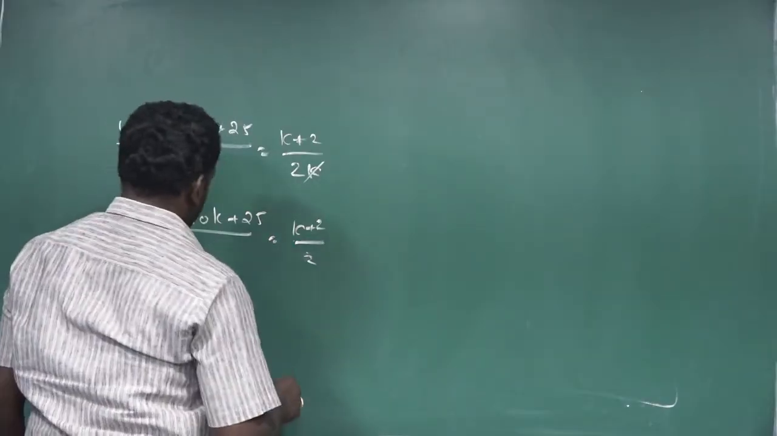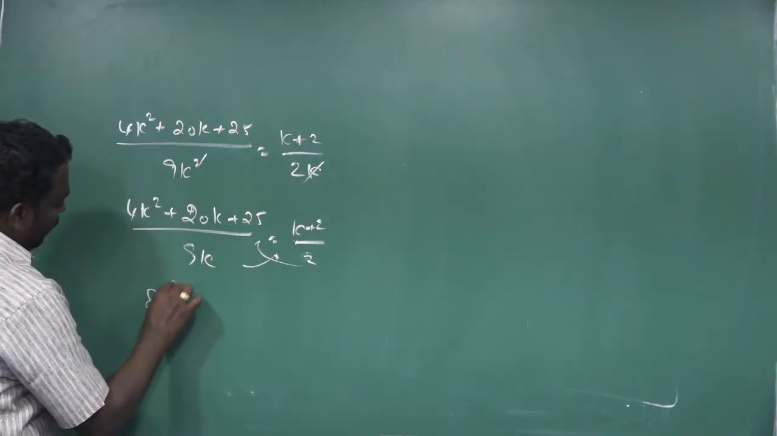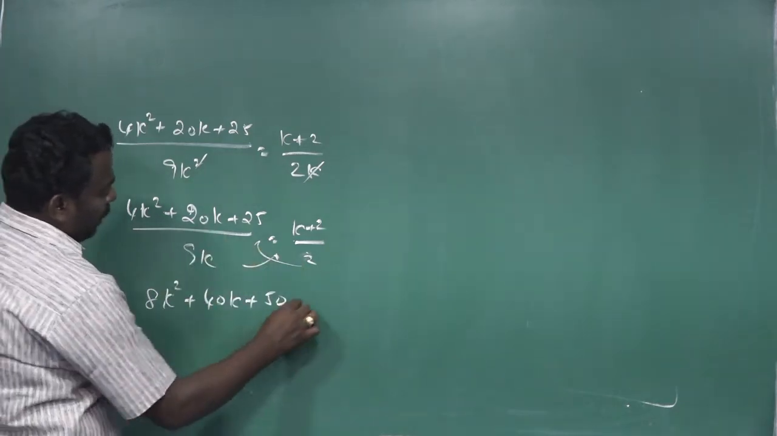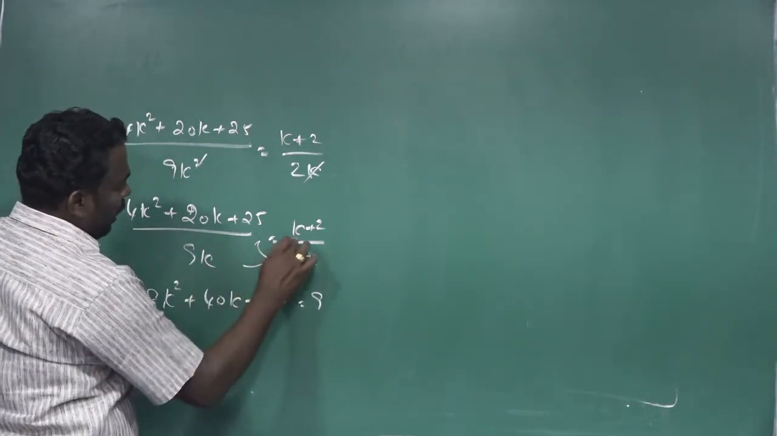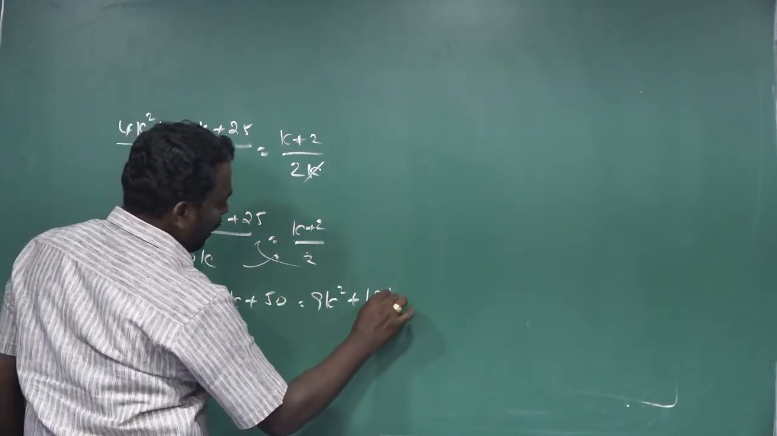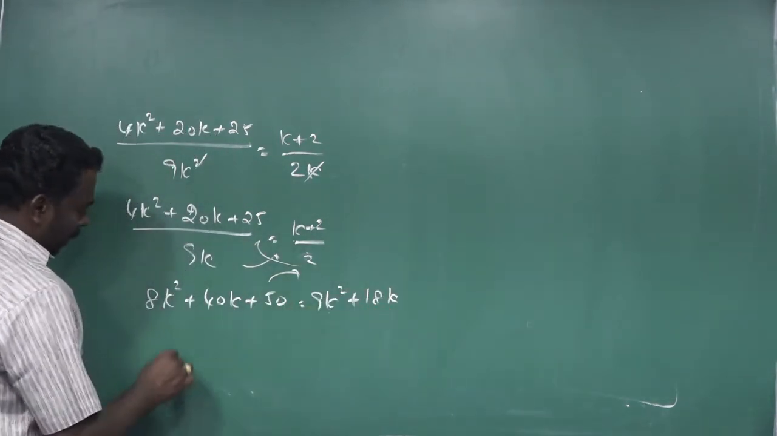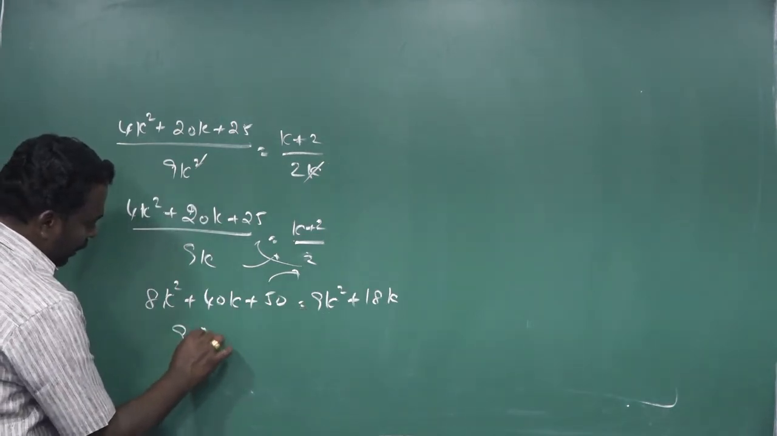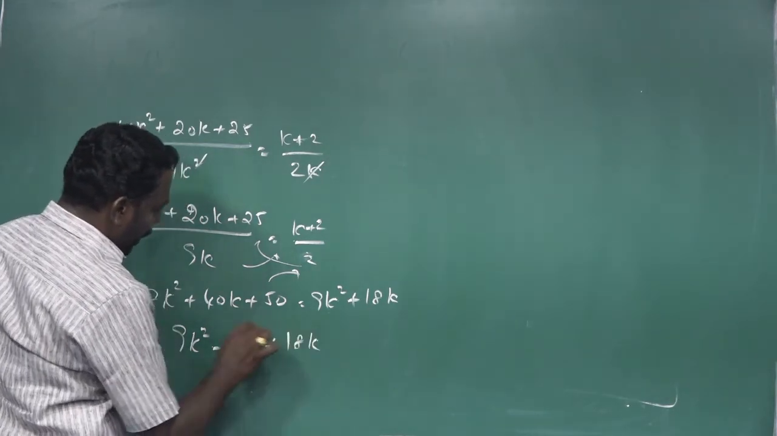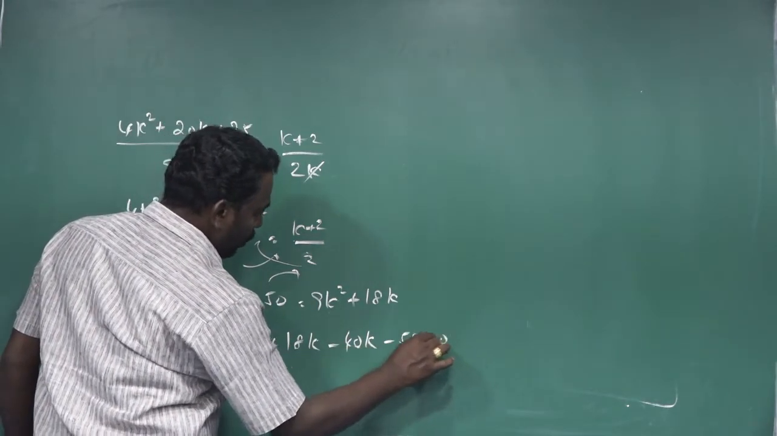Now just cross multiply the terms: 8 k square plus 40 k plus 50, that is equal to 9 k into k is k square plus 9 into 2 is 18 k. Now the biggest k square value on the right hand side, all the terms transferred to the right hand side of the equation. Therefore 9 k square minus 8 k square plus 18 k, then minus 40 k, then minus 50, that is equal to 0.